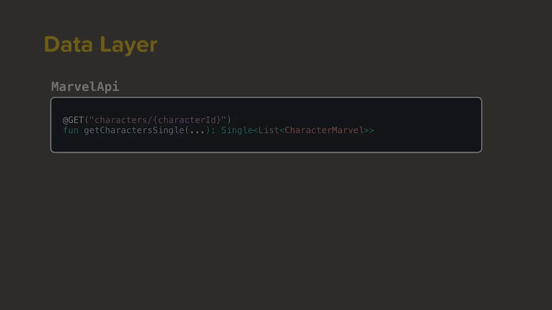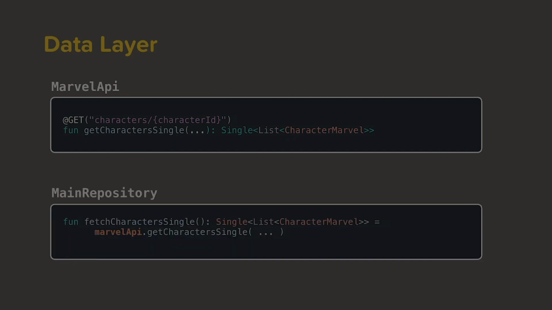So our data layer with RxJava, this is how our retrofit repository would look like. We would have a get character single, wherein we are going to return a single of a list of characters. Then our repository would be straightforward, use the API to get this character single.